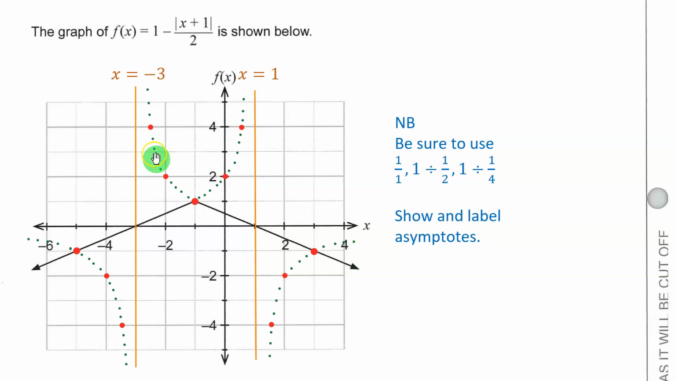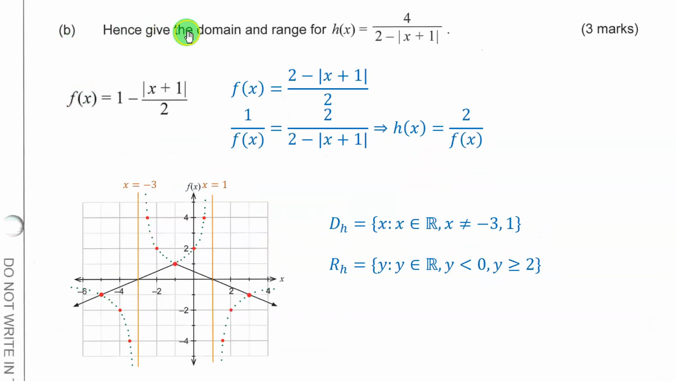So that gives us another bunch of points here, 8 more points that we actually can plot very quickly just to get an idea of where this curve is going. And then we just need a nice smooth curve through the downstairs parts and the upstairs to get our final 4 marks. And here this time, hence give the domain and range for h of x.